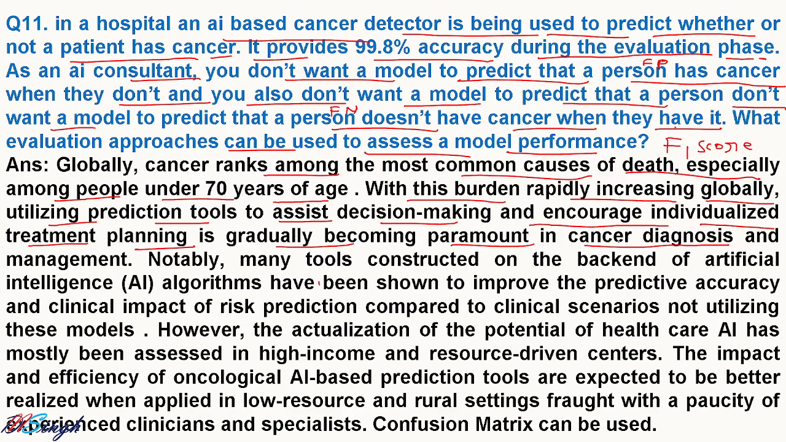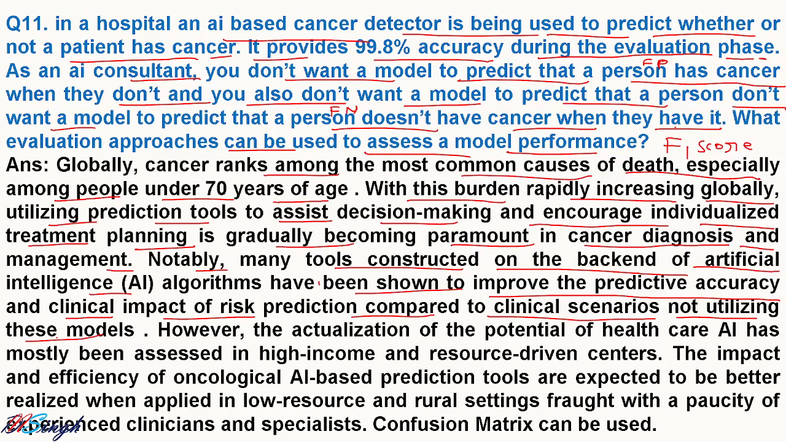in cancer diagnosis. तो आजकल क्या है कि बहुत ज़्यादा बढ़ रहा है कैंसर, इस वजह से ग्लोबली डिसीजन मेकिंग में असिस्ट करने के लिए, हेल्प करने के लिए प्रिडिक्शन मॉडल्स यूज हो रहे हैं एंड मैनेजमेंट के लिए. Notably many tools constructed on the back of artificial intelligence, आर्टिफिशियल इंटेलिजेंस के बेस पर कई सारे टूल प्रिपेयर किए गए हैं, have been shown to improve the predictive accuracy, जो कि हमें पता चला है कि उनकी प्रिडिक्टिव एक्यूरेसी बढ़ती जा रही है, and clinical impact of risk prediction compared to clinical scenarios not utilizing these models.